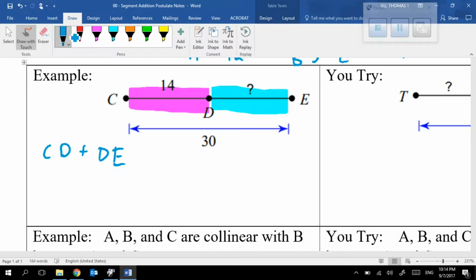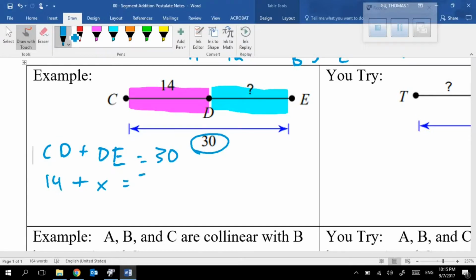It's written right here, equals 30. All right, so we're trying to find out what DE is, which is this question mark right here. CD, we already know that one's 14 plus, we don't know what DE is, so let's just write X because we don't know what it is.